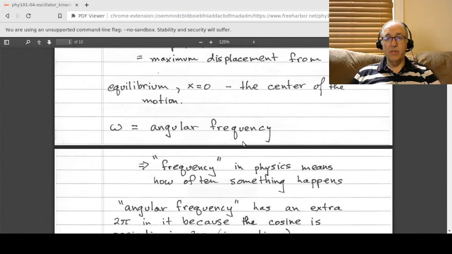It's called the angular frequency. So there are two words here, angular and frequency. What does each mean? They're both important. So first, frequency. You're going to hear the word frequency a lot in physics. Frequency is just like the colloquial meaning of the word. It's like how often does something happen?